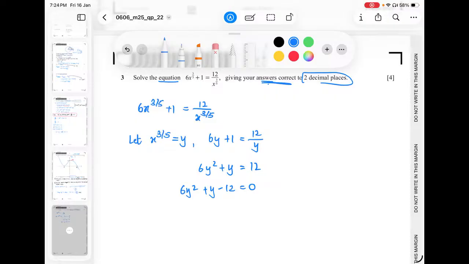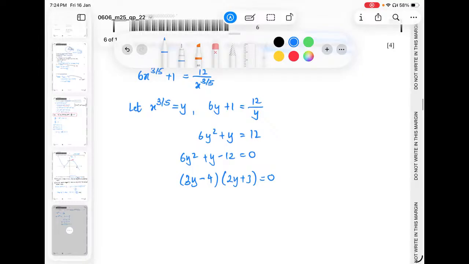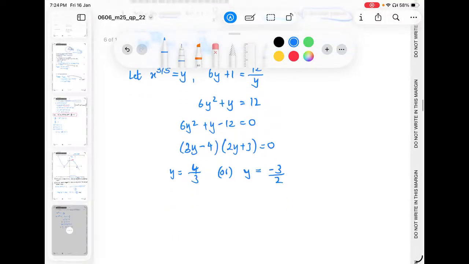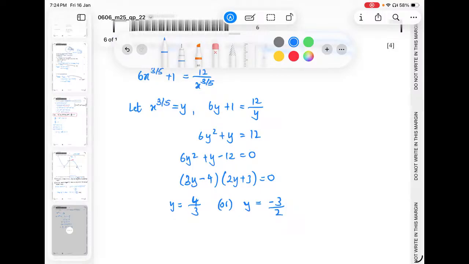Now you just find the values of y. So that should give you (3y - 4) and (2y + 3) equals 0. So now y is equal to 4 over 3 or y is equal to negative 3 over 2. So hope you got that. We use substitution here. So the idea over here is to substitute with a different value.